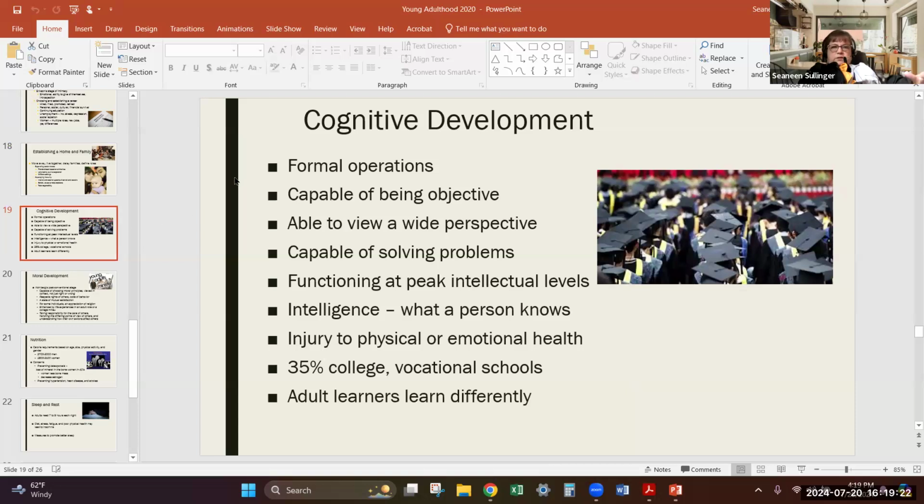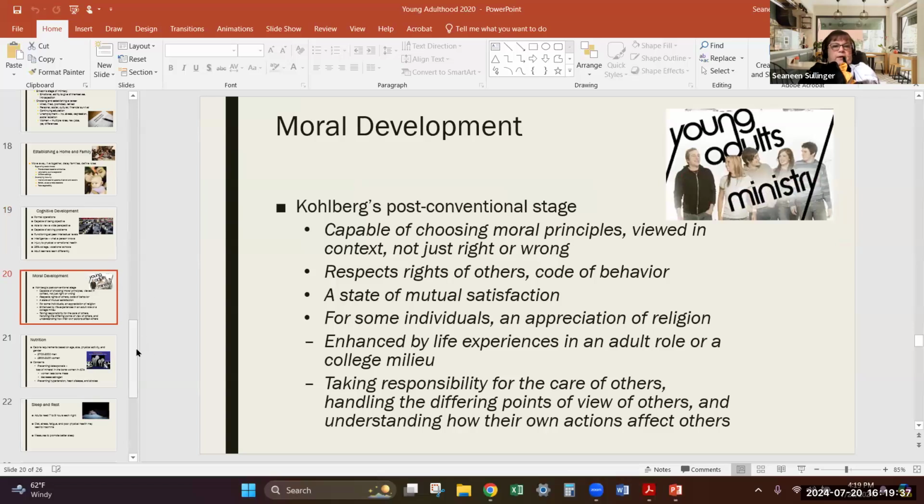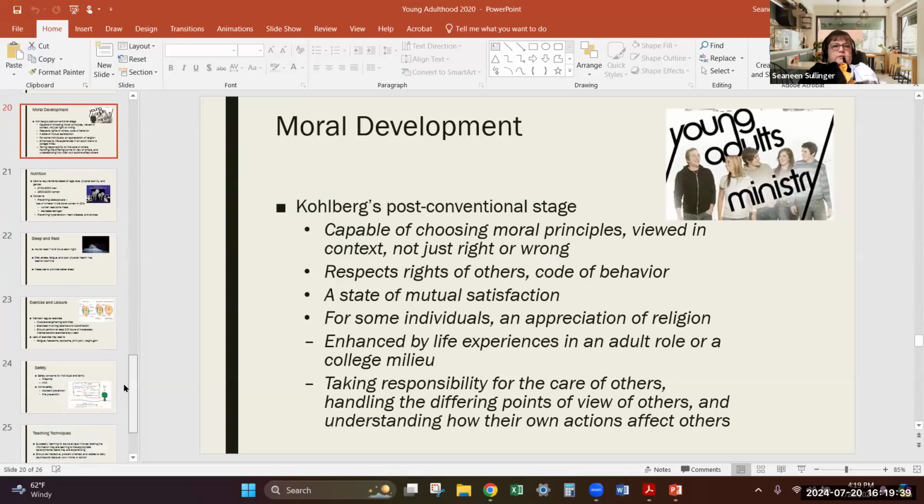Cognitive development, we talked about formal operations, college, going on to other schools, vocational schools, how adult learners learn a little bit differently. And then moral development would be the post-conventional stage. The person is capable of choosing their own moral principles, the ones that they think are in context, of right or wrong, and respecting the rights of others.